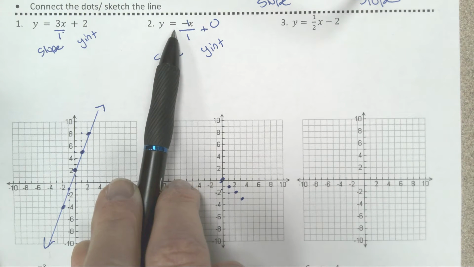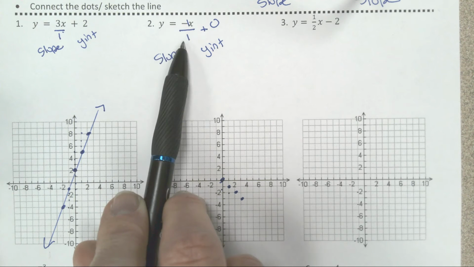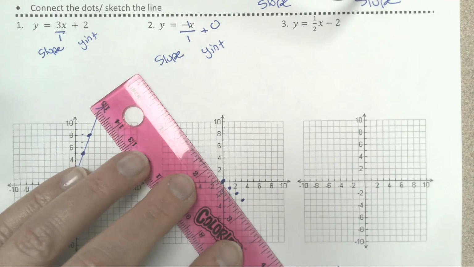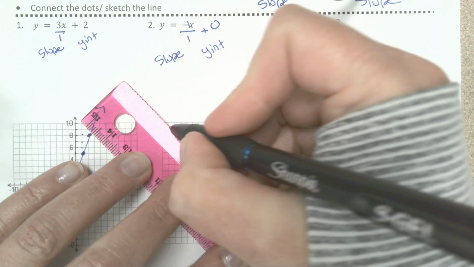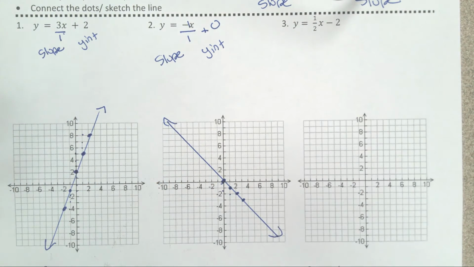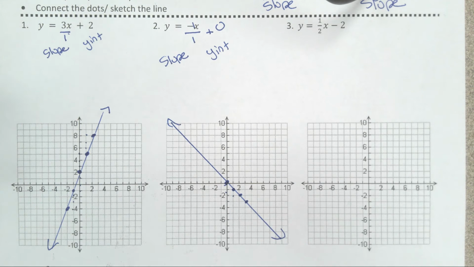If the slope is negative, it either needs to be assigned to the numerator or the denominator. You're only allowed to use it one time. You can't use it multiple times. And then we're going to connect the dots and put our tails on it. And my negative slope goes downhill.